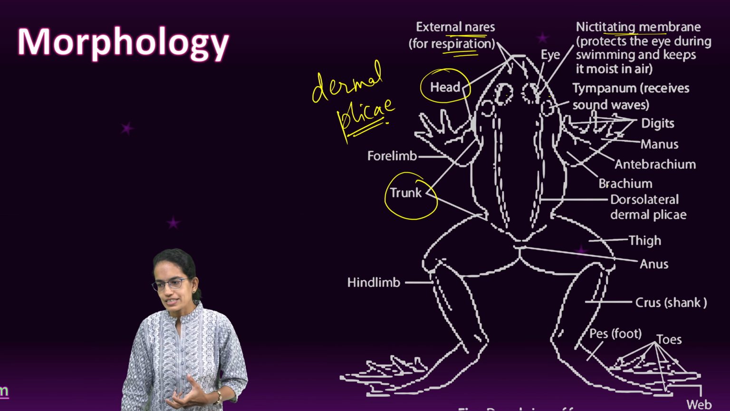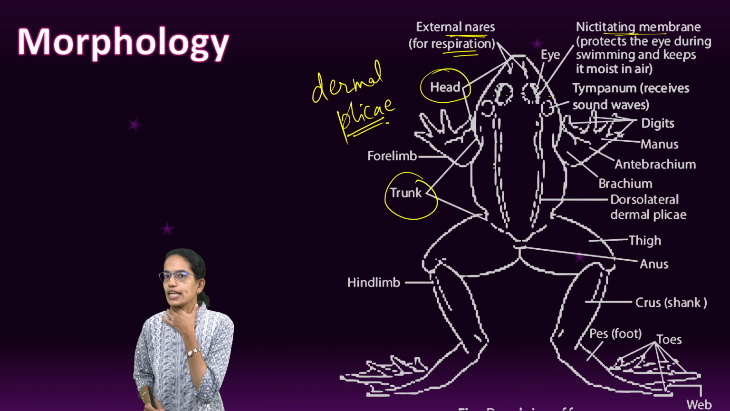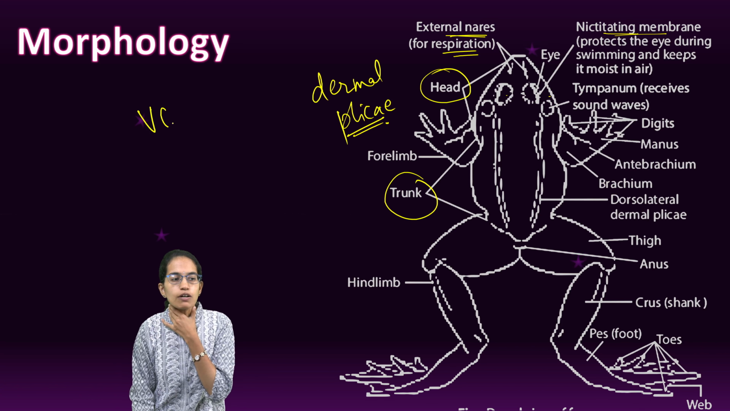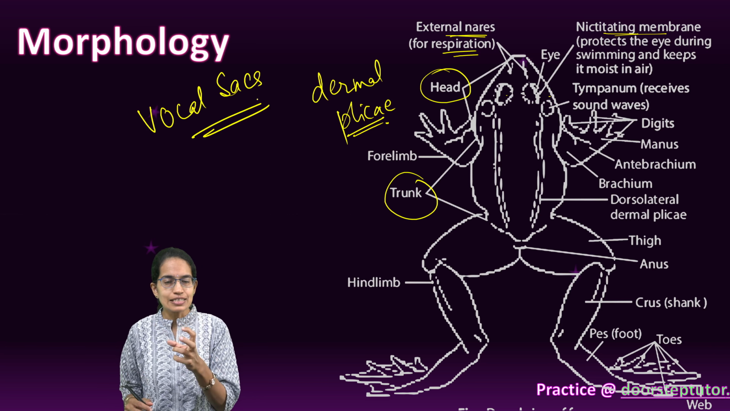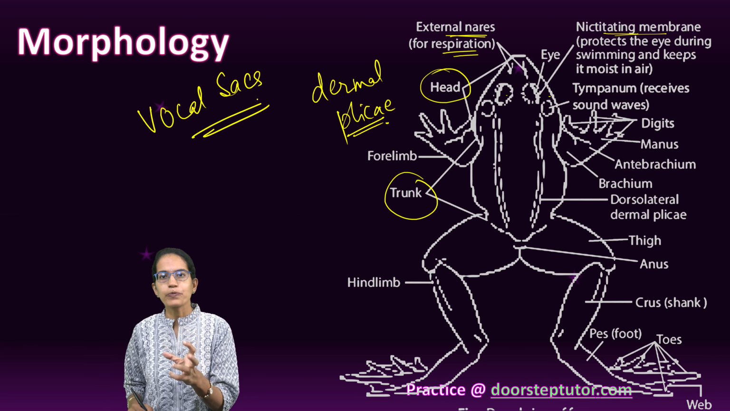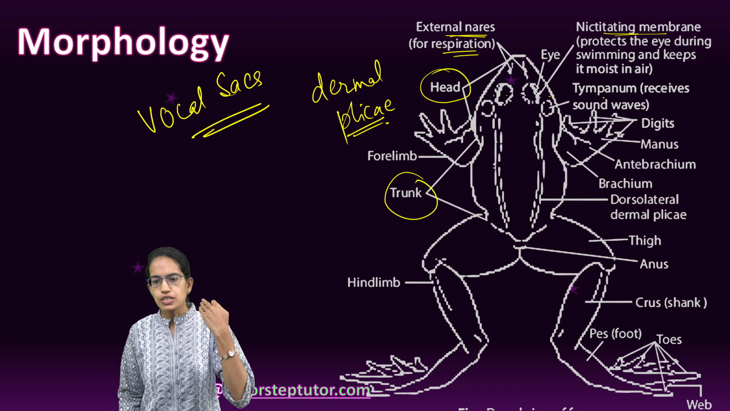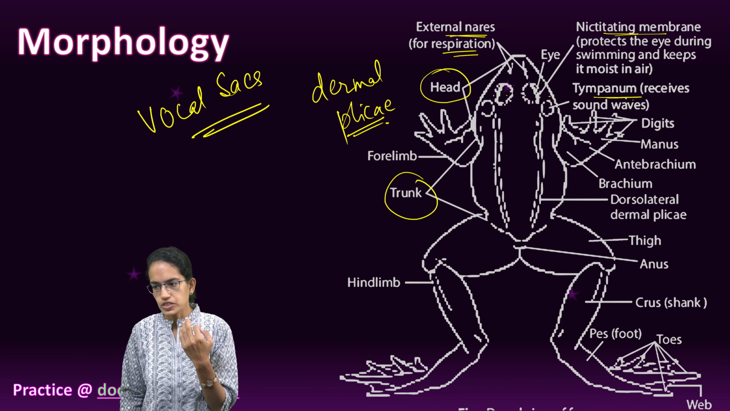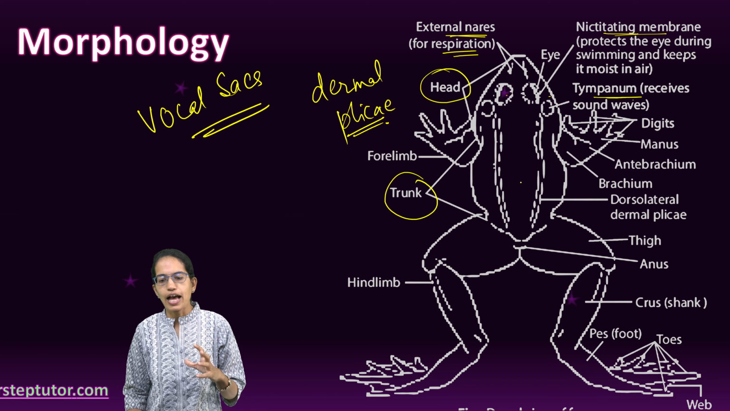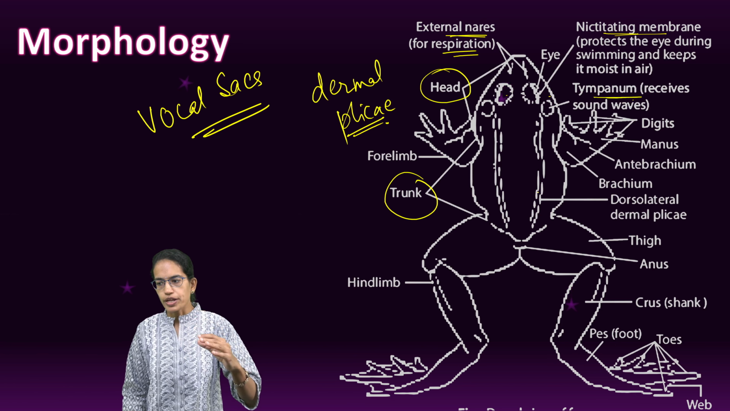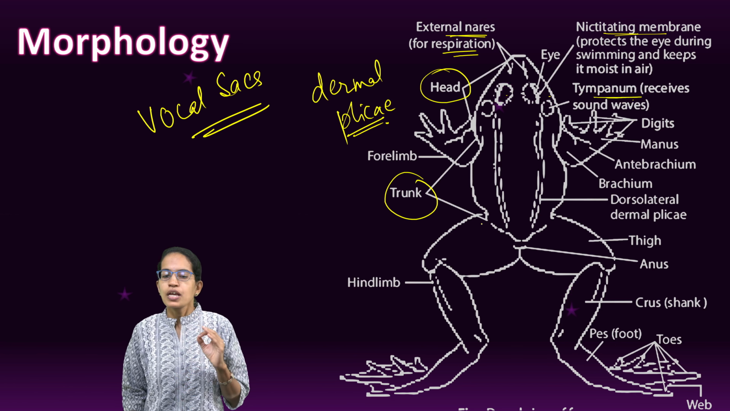Now a very interesting phenomenon is the vocal sac. The vocal sac of the frog actually has an intense croaking sound, and that's specifically during the breeding season. To receive the sound waves, there is a tympanum which is present. The trunk has two important parts, the thorax and the abdomen.